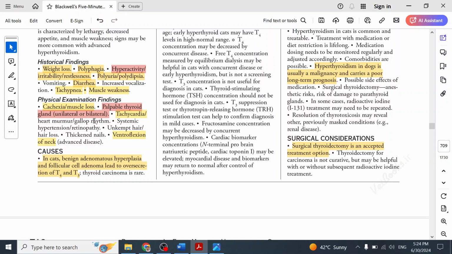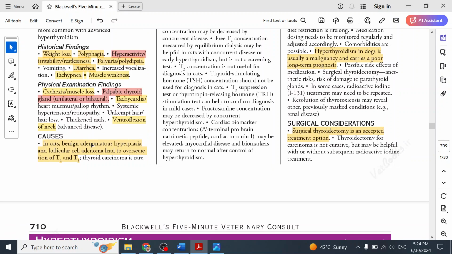Next, in the physical examination, you see cachexia, muscle loss, and a palpable thyroid gland, unilateral or bilateral. You can actually palpate the thyroid gland in the neck region. Then tachycardia and ventroflexion. If the condition is chronic or advanced, you can find ventroflexion.